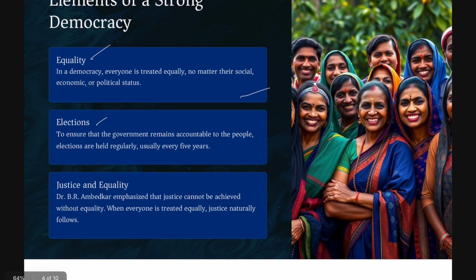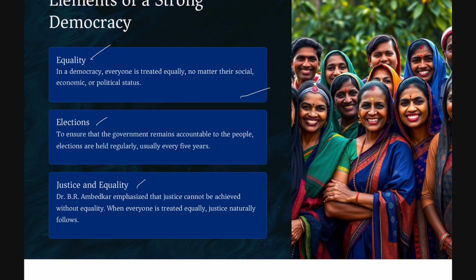Next is elections. Elections ensure that the leaders remain accountable to the people. In India, we have elections every 5 years. This allows the citizen to choose or change the leaders.